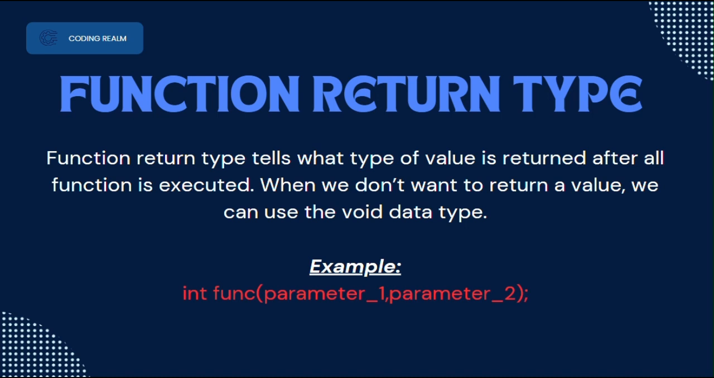Now the function return type. The function return type tells what type of value is returned after the function is executed. When we don't want to return a value, we can use the void data type. Here we have an example. First we have the data type integer, then the function name, parameter 1 and parameter 2. The above function will return an integer value after running the statements inside the function. Only one value can be returned from a C function. When we need to return multiple values, we need to use pointers.